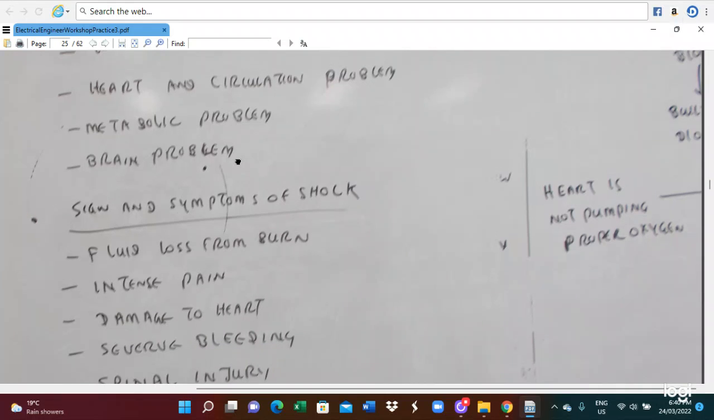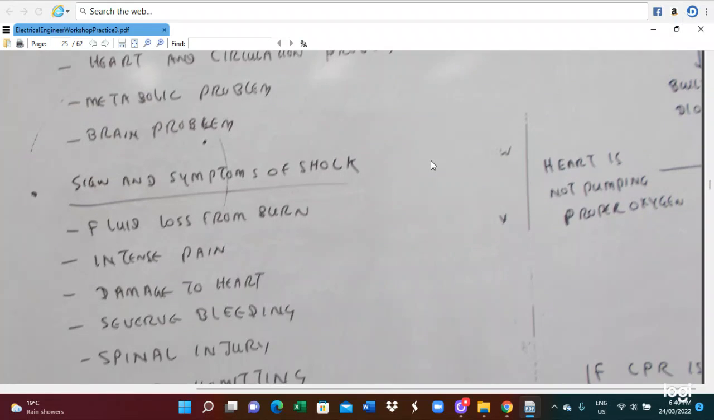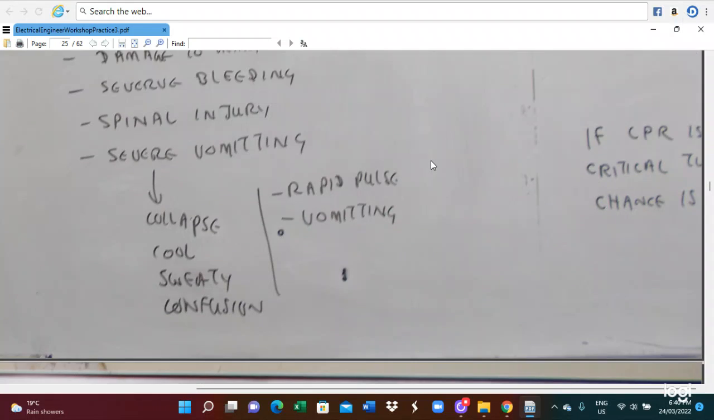So these are the ways. In this lesson I have already explained how to provide first aid and CPR. First aid and CPR are very important in emergencies to rescue the person.